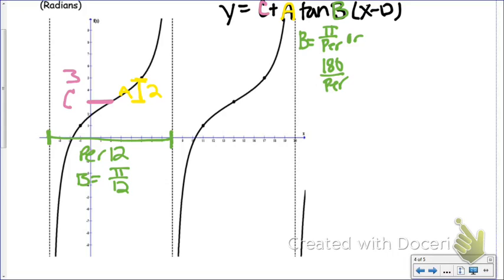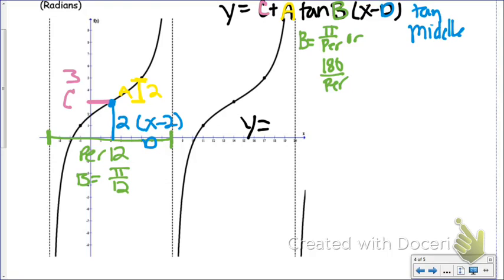And then the last one is going to be my shift, which is my D. If this is a tangent graph, tangents start in the middle. So D is going to be where I've shifted a middle point to. If I look, I've got a middle point right here at a value of 2. So that's going to give me x minus 2 in my parentheses for my D. So one way I could write this whole equation is y equals 3 plus 2 tangent of pi over 12 times x minus 2.